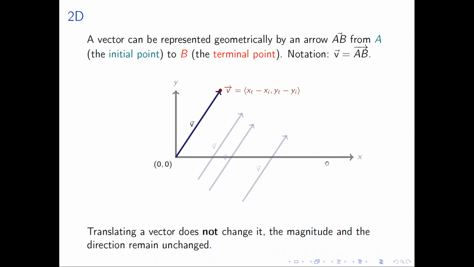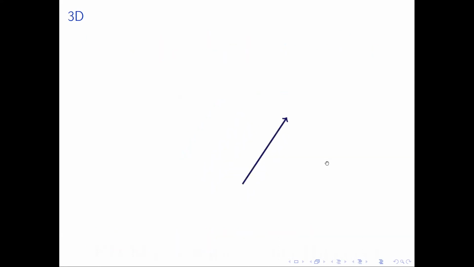This was the 2D situation, 2-dimensional. Now in 3-dimensional, you also have an arrow. It starts at a point A, which is the initial point. A has 3 components, x i, y i, and z i. And then it ends at a point B. B has 3 components, x t, y t, z t, x terminal, y terminal, z terminal.